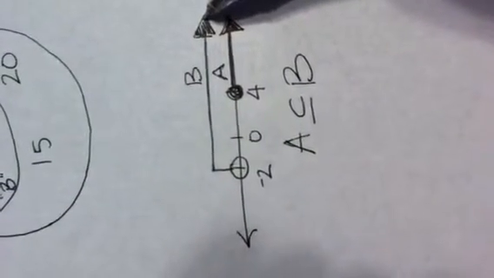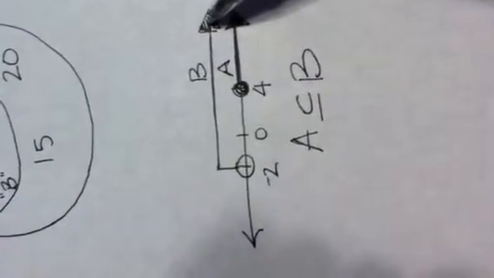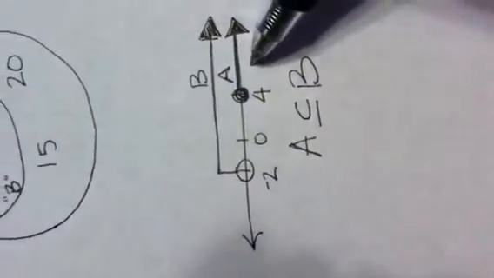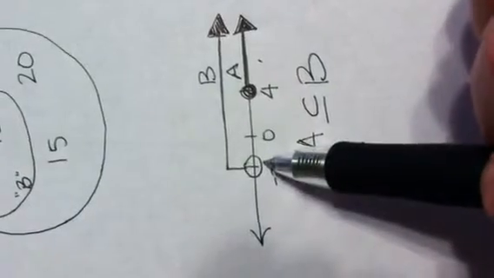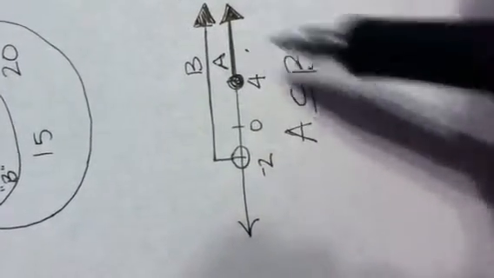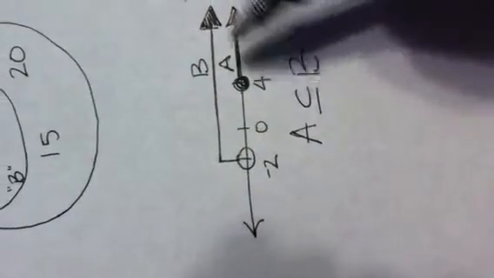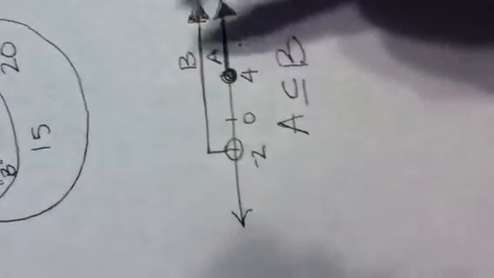Today we talked about figuring out whether the vice versa was true. So in this case, B is not a subset of A because there are elements between -2 and 4 that are in B that are not in A. So by the definition, B is not a subset of A. We only have one or the other.